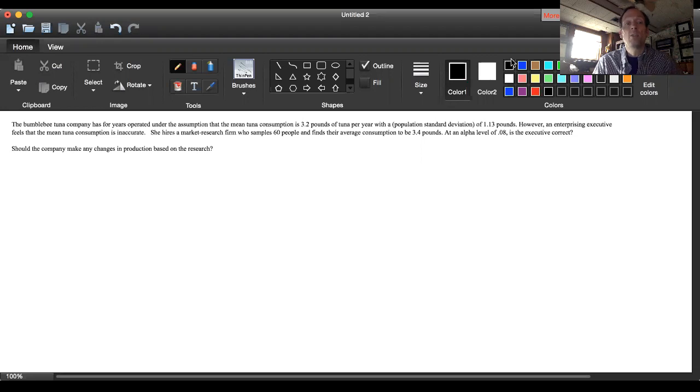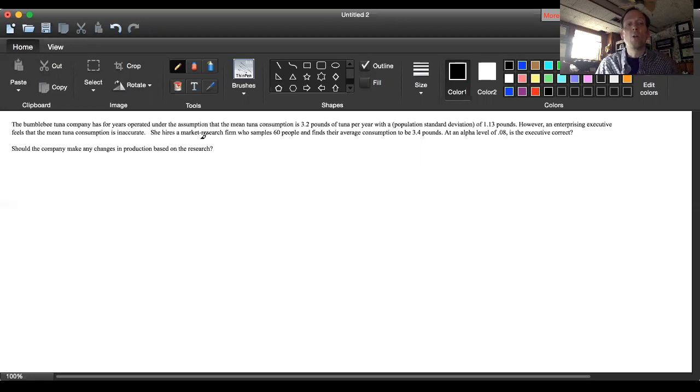So they go out, and it looks like they get this market research firm. The firm samples 60 different people, and it finds that those 60 people are averaging about 3.4 pounds. So our job is to figure out, is that 3.4 pounds significantly different than 3.2 pounds? And if it's significantly different, it means the company wants to start to pay attention to that, because they're probably creating products and product sizes and product packaging all to coincide roughly with a certain amount of average consumption. So this would be really important information for them.